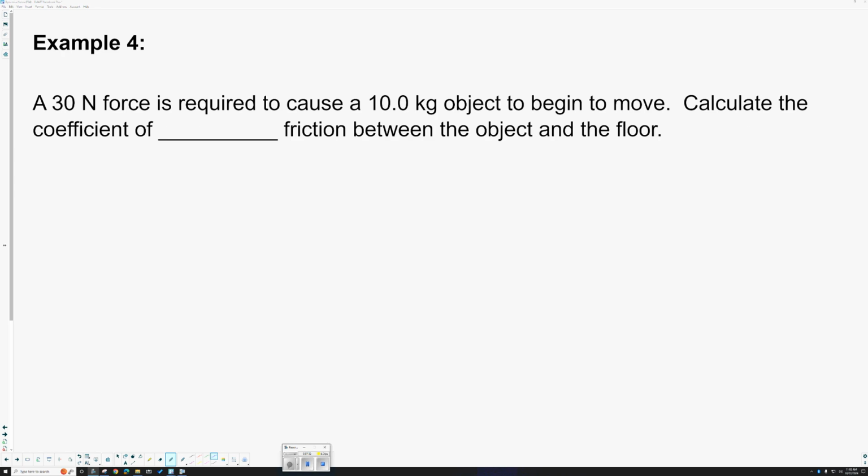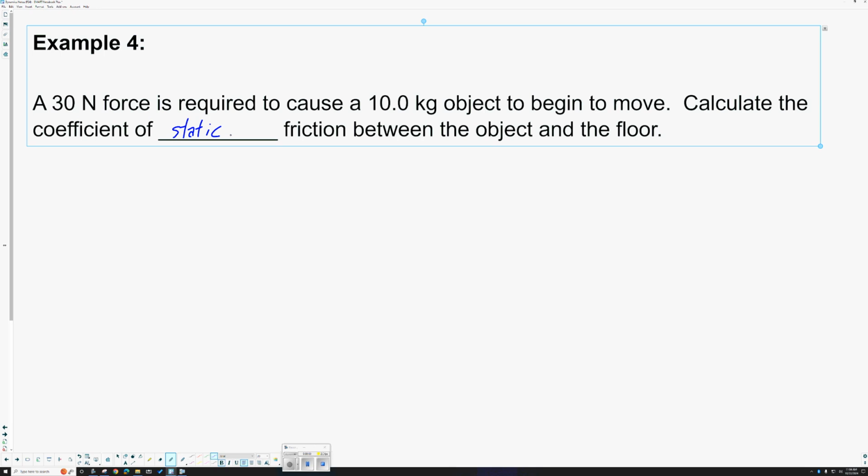So look at example number 4 here. Example number 4 says a 30 Newton force is required to cause an object, a 10 kilogram object, to begin to move. We want to find the coefficient of blank friction between the object and the floor. This would be static friction. The object is not moving. We have to overcome static friction to get it moving. So this would be the coefficient of static friction as opposed to kinetic friction.